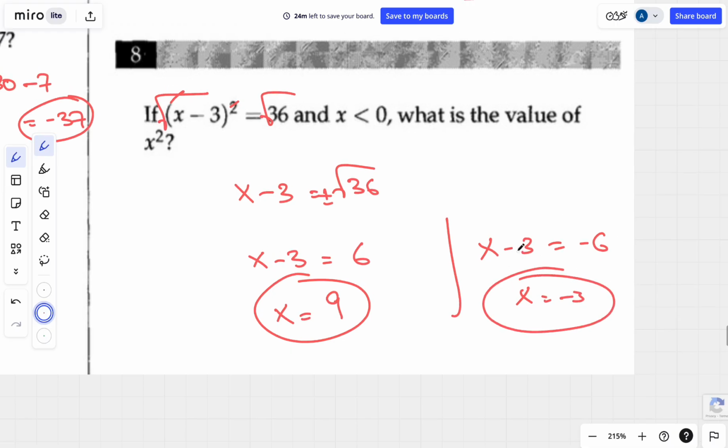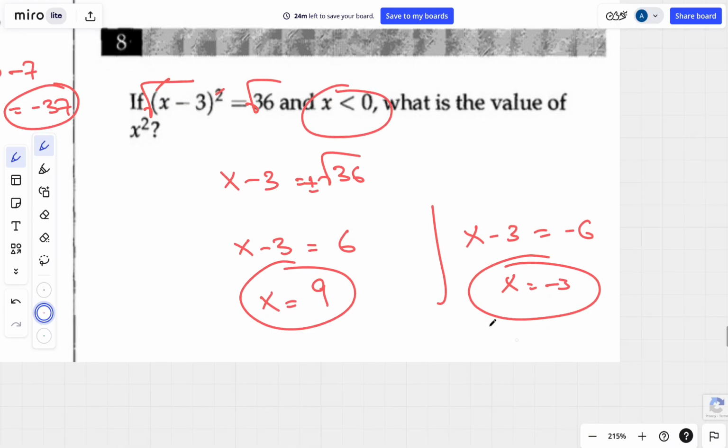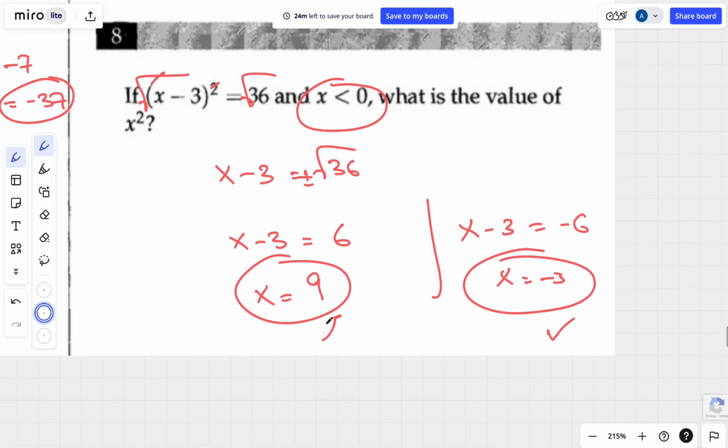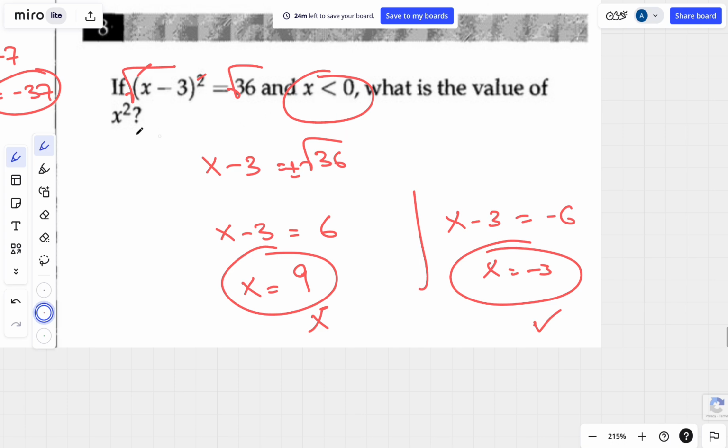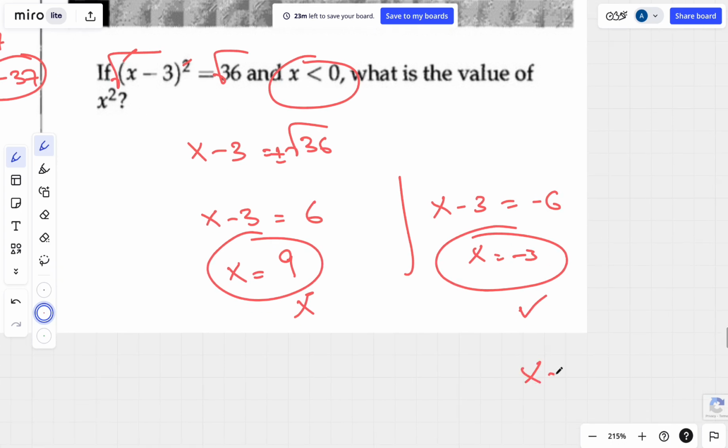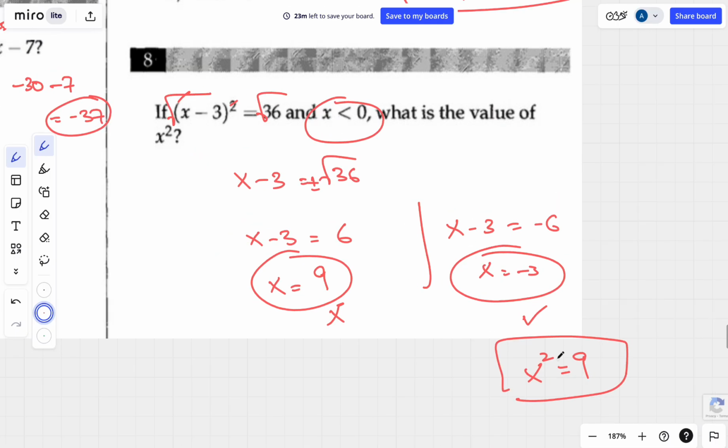We need to find the value. It says x is less than 0. That means we're looking at this value, not this one. And it says we need x squared, so x squared is going to be negative 3 squared, which is 9. And that will be our answer.